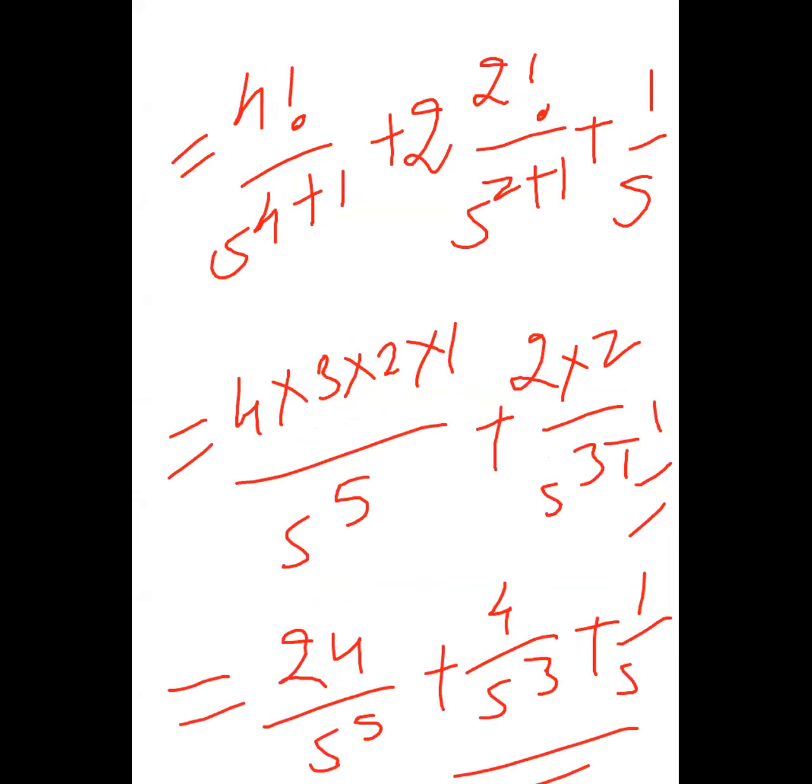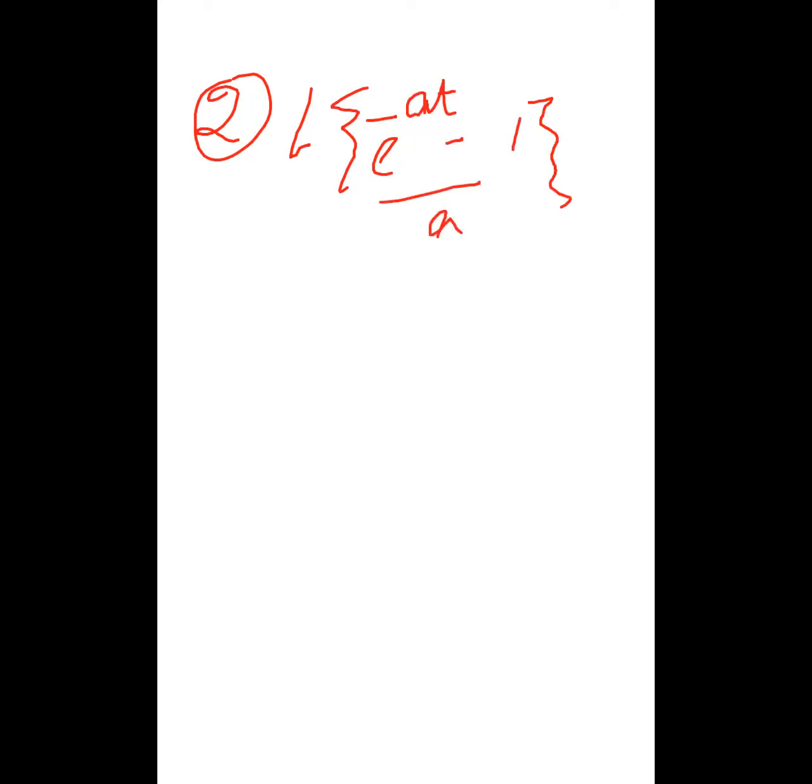Next problem. So the second problem is L of (e power minus at minus 1) by a. First we check whether the linearity property is possible or not. Here two functions are in the Laplace operator. One is e power minus at and another one is constant 1. So it is possible to apply the linearity property.